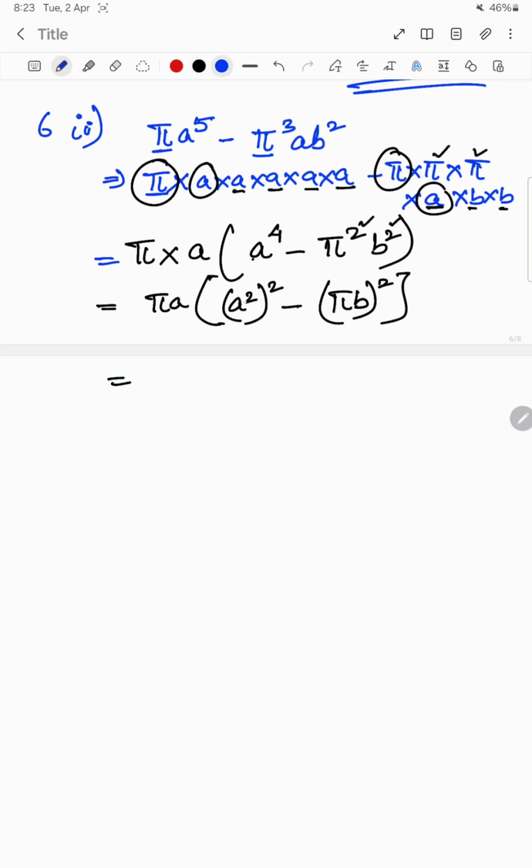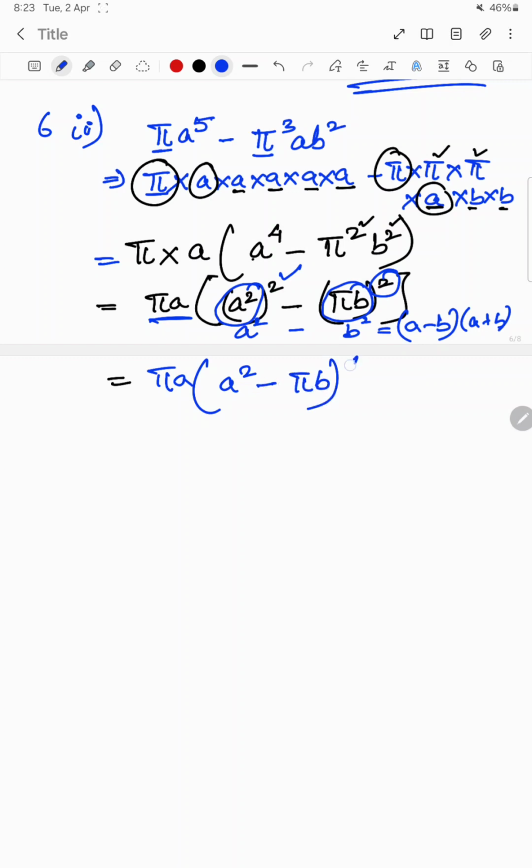So now I see that a square is my a and square is here, pi b is my b and square is here. So I have now a square minus b square. So that gives me a minus b into a plus b, which I will write in the next step here. So here I have pi a, which is already out. So here a minus b into a plus b. So this is the solution for question number 6b.